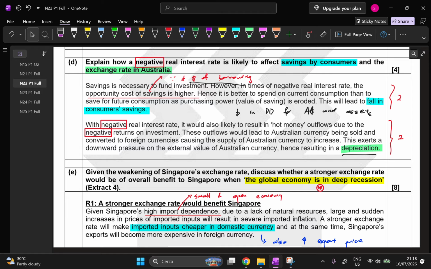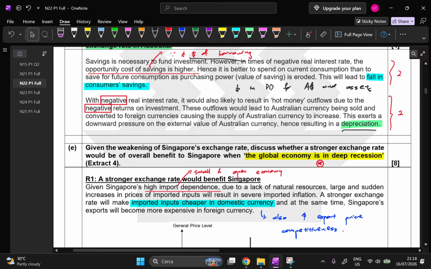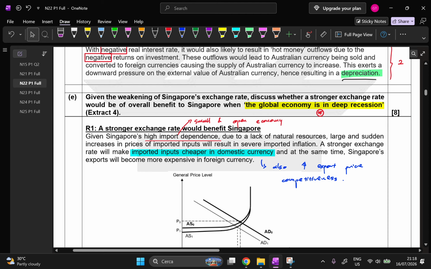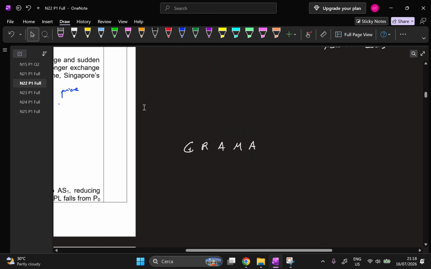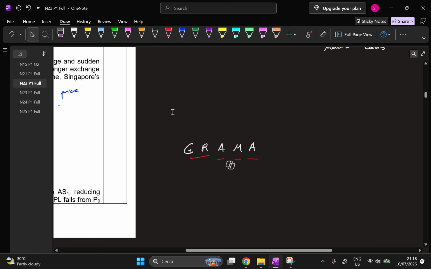So now let us go on to the slightly more contestable questions. This one, right? I found the question very, very strange. Because intuitively, when we talk about stronger exchange rate appreciation, if you recall, what is our stance towards appreciation? You recall this acronym GRAMA, gradual and modest appreciation of our Singapore currency. Why do we want gradual and modest appreciation?